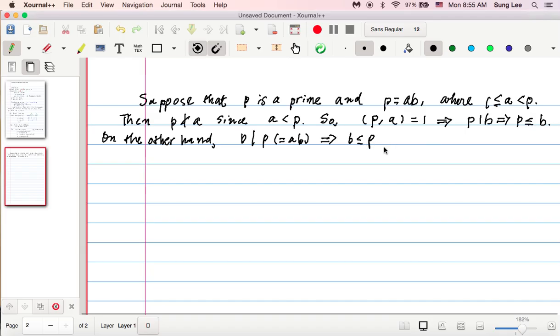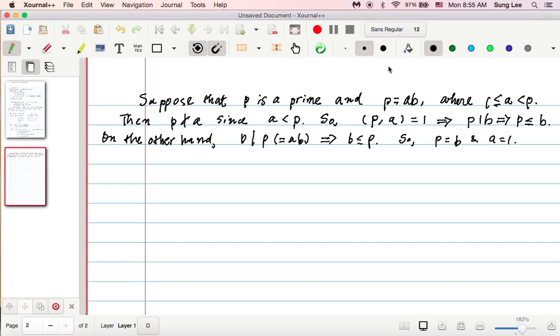By combining these two, P must equal B. Done, we proved it. And of course, in this case, A equals 1. So we just showed that our definition implies the notion of a prime number that you are familiar with.